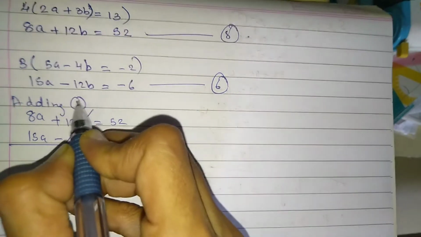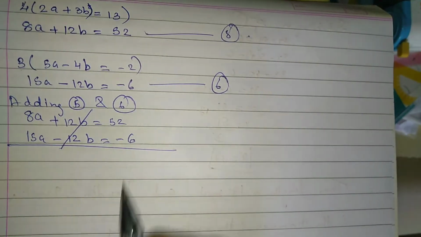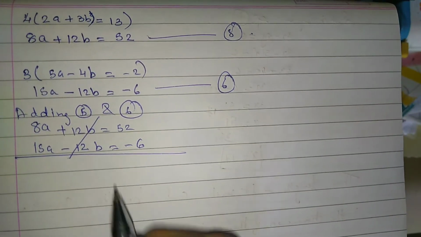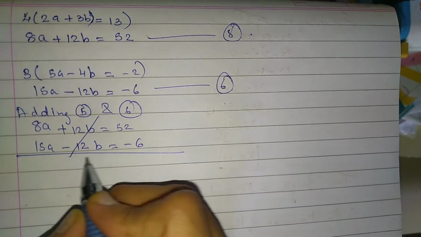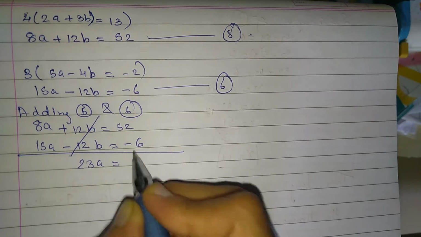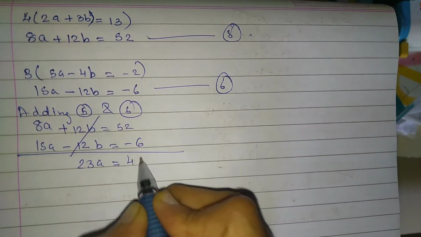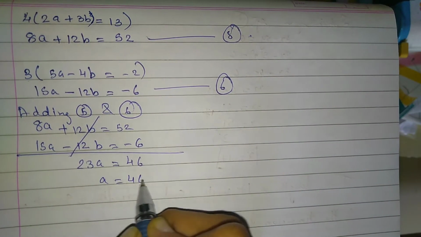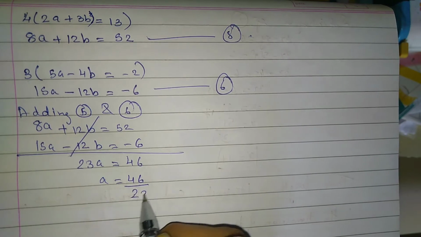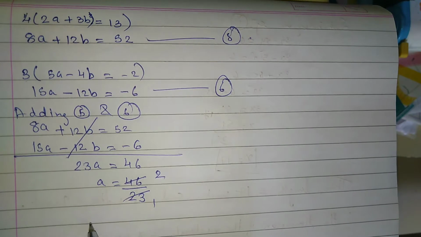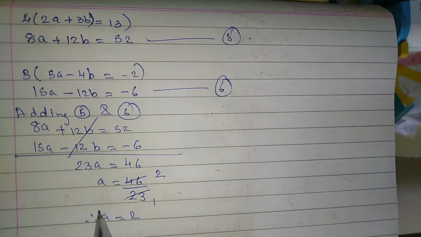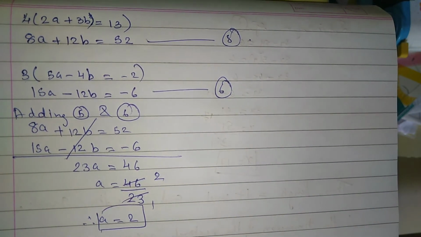Adding equations 5 and 6, the b terms cancel. 8 plus 15 is 23a, 52 minus 6 is 46. So a equal to 46 upon 23. 23 ones are 23, 23 twos are 46. Therefore a equal to 2. So you got the value of a.